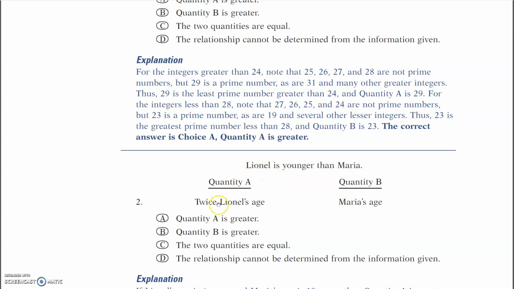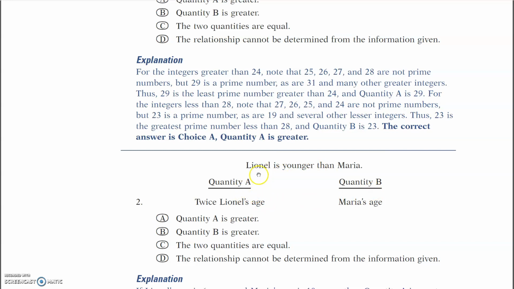Now, if twice, that means if we have 2 times Lionel's age, which is going to be 4, since we picked 2, I'm just picking, you can pick any value you want. A will be 4, and B will be 3. So, in this case, A is greater than B. That's one occasion.